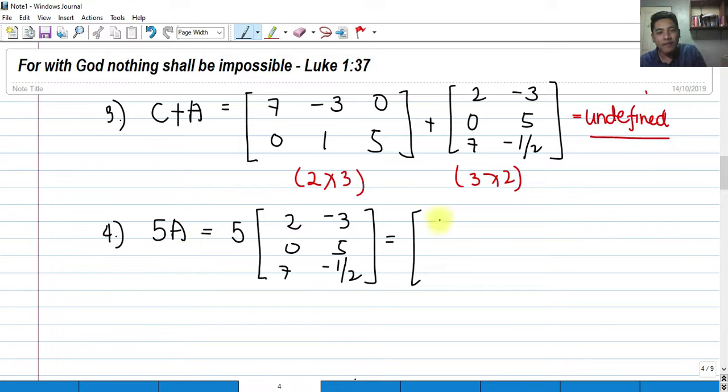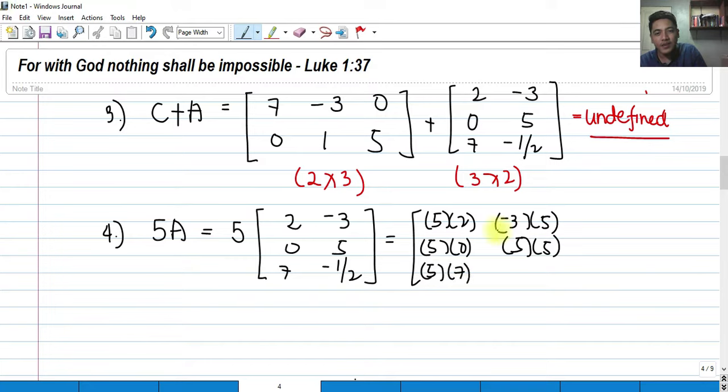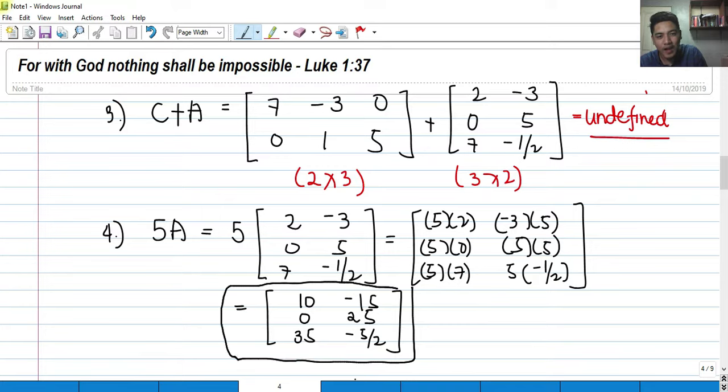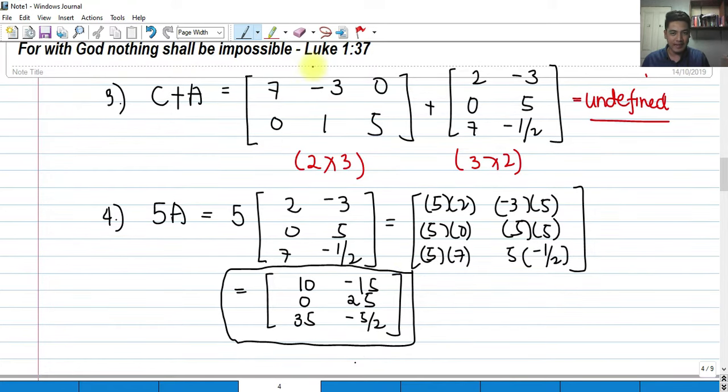5 will be multiplied to each of the elements of matrix A. So we have 5 times 2, negative 3 times 5, 5 times 0, and 5 times 5. We have 5 times 7, and 5 times negative 1 half. So our result would be 5 times 2 is 10, negative 15, 0, 25, 35, and negative 5 halves. This should be our resulting matrix of a scalar multiple of 5 multiplied to the matrix A.